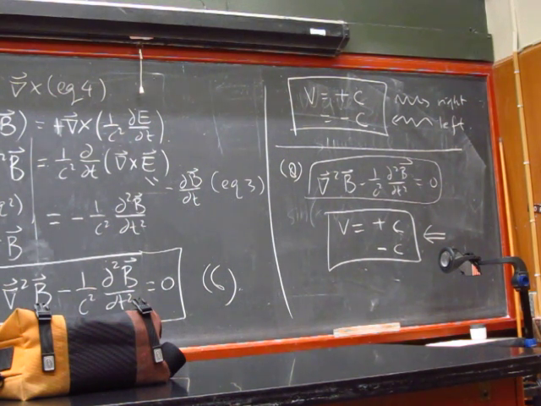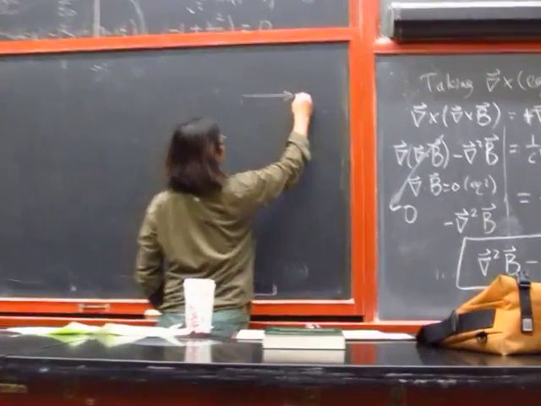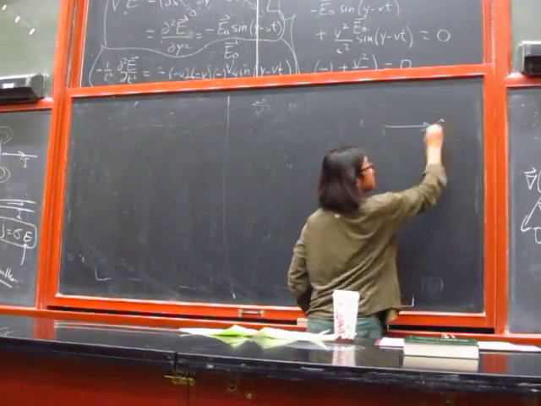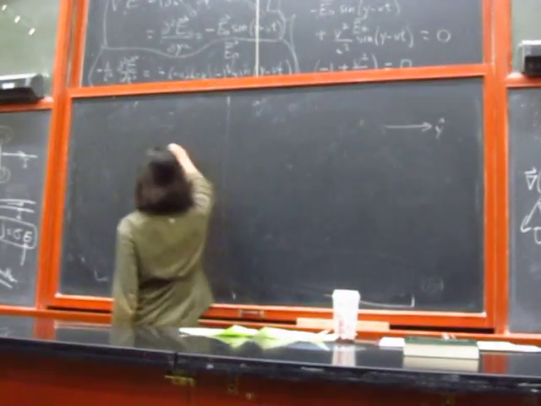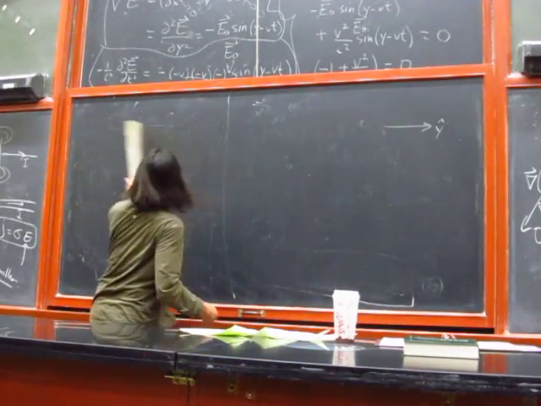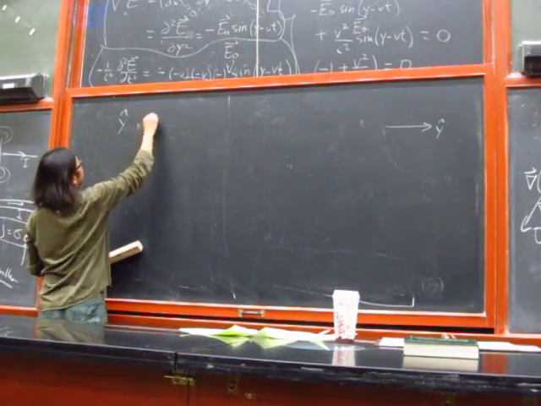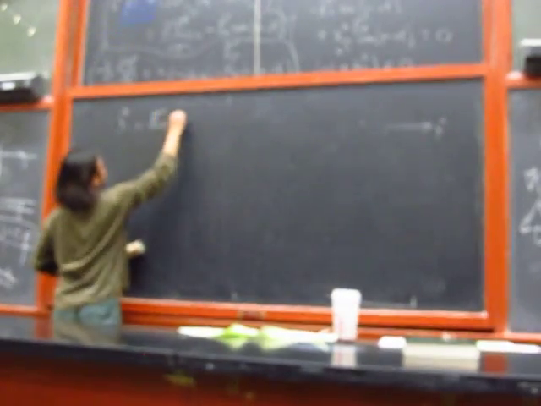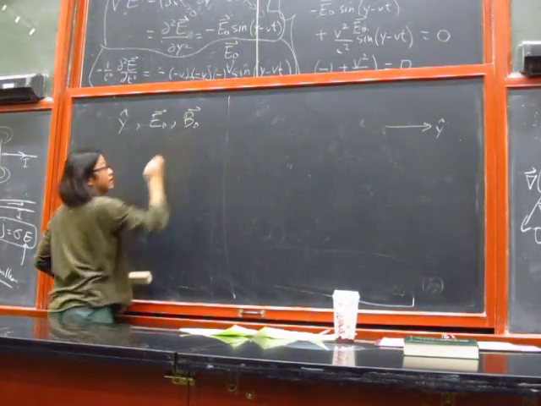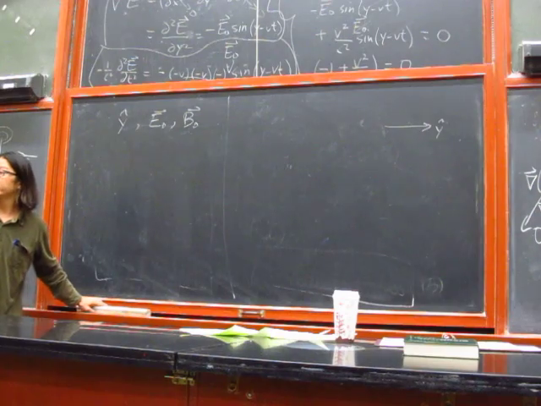So we're almost there. We know that the wave is traveling in the y direction. We just have to find the relationship between the y direction and E naught, and then we're done.